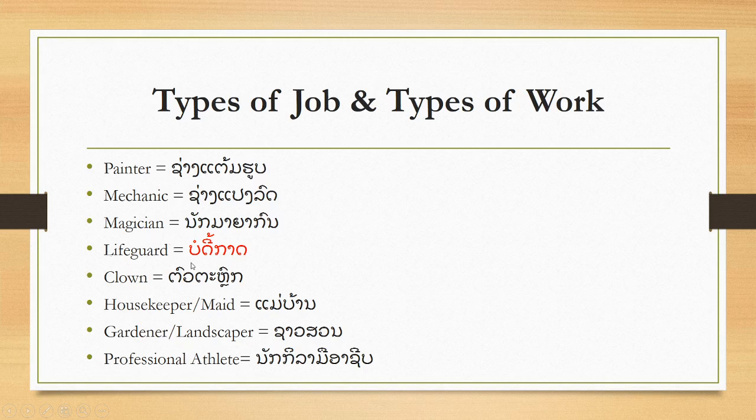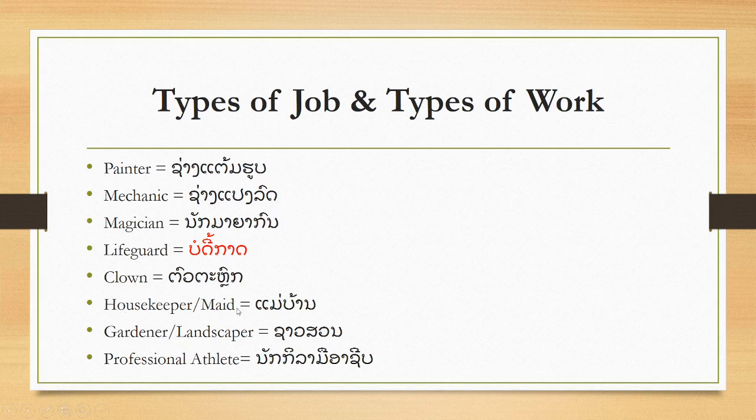A lifeguard is somebody who, if you go swimming and you're drowning, you cannot swim at the swimming pool, the lifeguard will come and save you. Lifeguard. A clown is the person with a white face and a red nose in a circus. They entertain people. A lot of children have them at their birthday parties because they like clowns. This is clown.